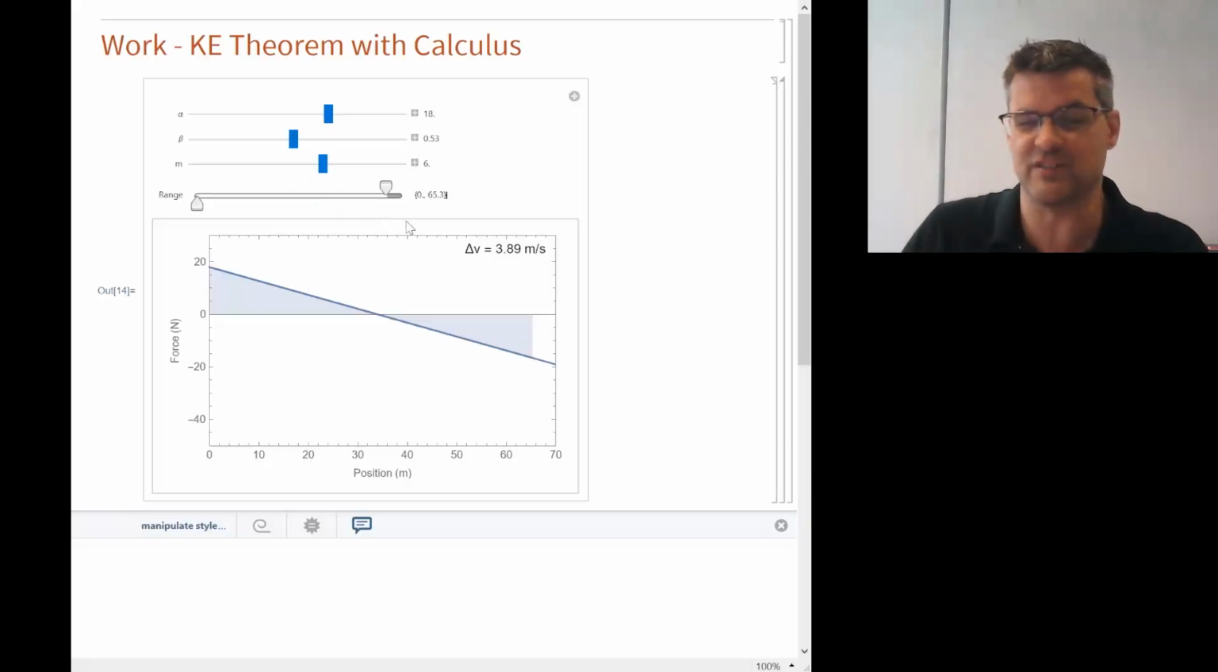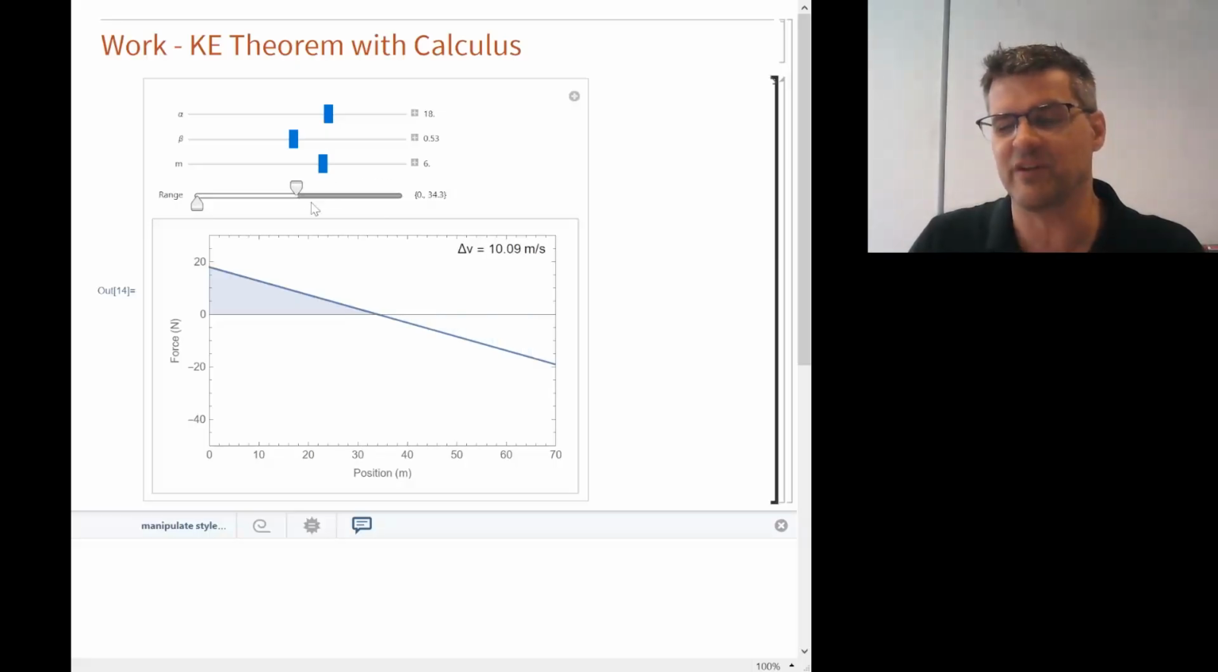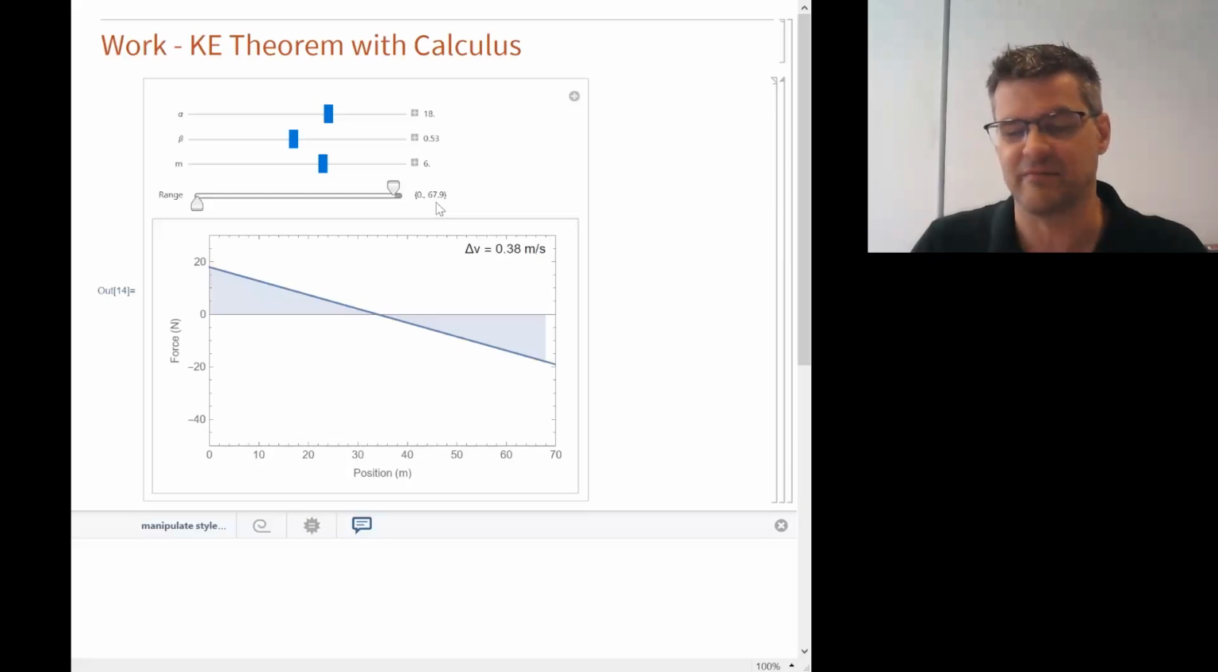And just using the Mathematica, we could get some pretty good guesses at what those are. So for example, this is going to be pretty close to its maximum speed, 10.1 meters per second. When does it stop again? We just go until delta V is equal to 0. That's going to be something like 68 meters, give or take. And that's just graphically what's going on with this.